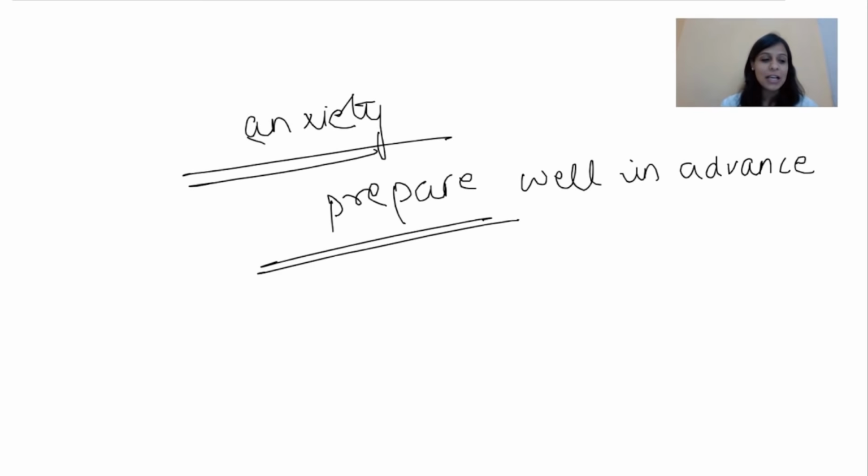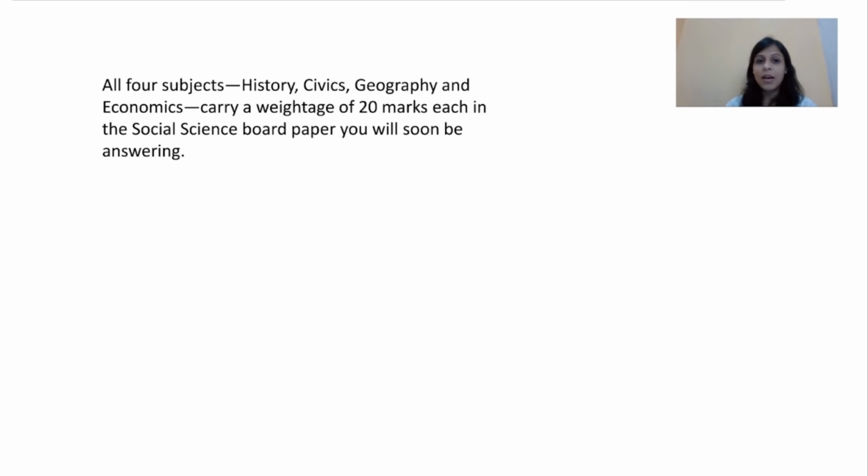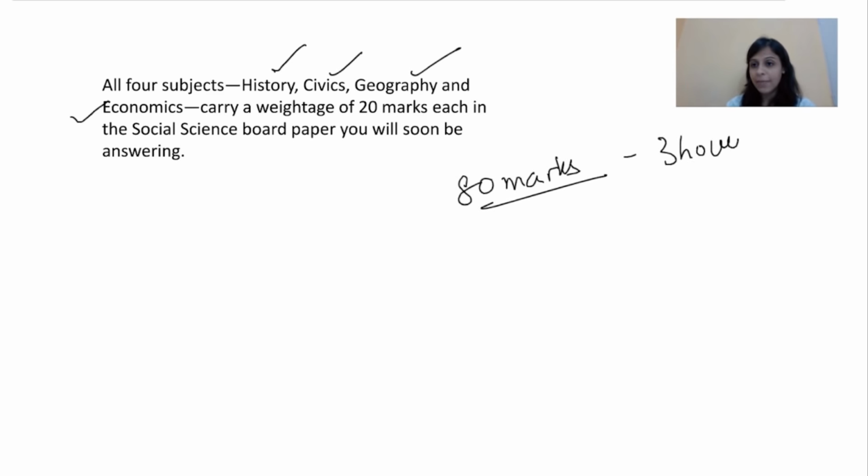So now I'm going to tell you how to write an ideal answer for the CBSE board exam. Like, guys, before I tell this, you already know in social studies you have 4 components: history, civics, geography, and economics. They carry a weightage of 20 marks each. So it's like 80 marks, and you have to attempt 80 marks in 3 hours.